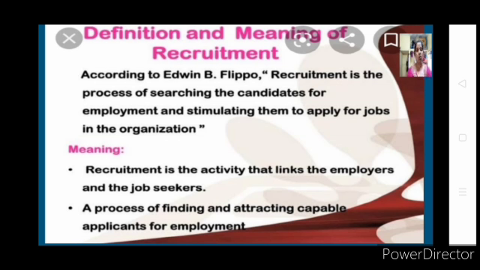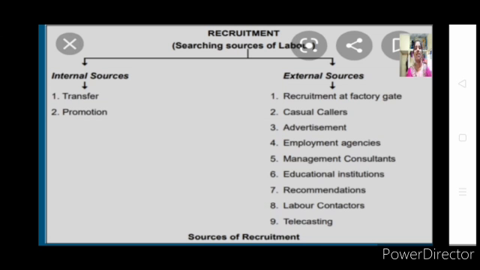Through recruitment, what the organization is doing, it tries to find. That is the searching I mentioned in the definition we have seen. It is a process. Recruitment is a process of finding people and attracting them to apply for the job. So it is just like your definition part. Okay, so this is the meaning of your definition. Meaning and definition of your recruitment. Then we have sources of recruitment.